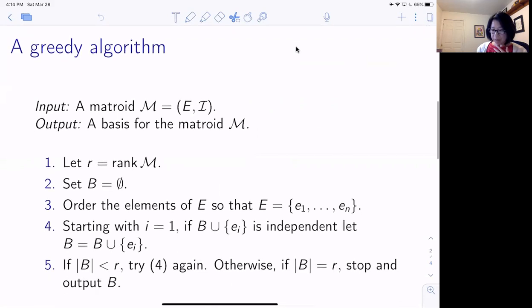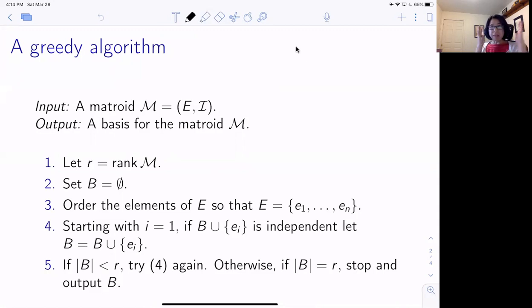So what would a greedy algorithm for constructing a basis of a matroid look like? Well, the input to this algorithm is going to be the matroid, okay? And the output should be a basis for the matroid. And what are you going to do? Well, you compute the rank of the matroid. That's known because you have the list of all the independent sets, and you can just look and see what's the cardinality of the largest independent set. Okay, that's the rank.